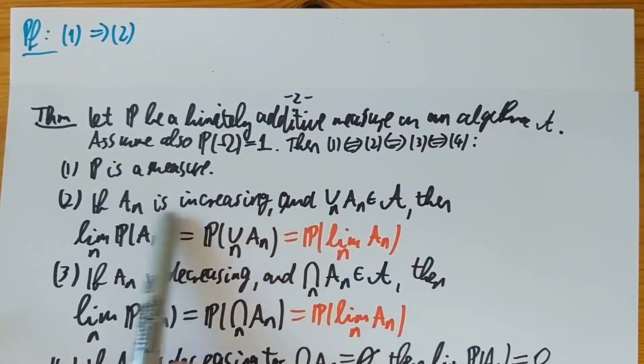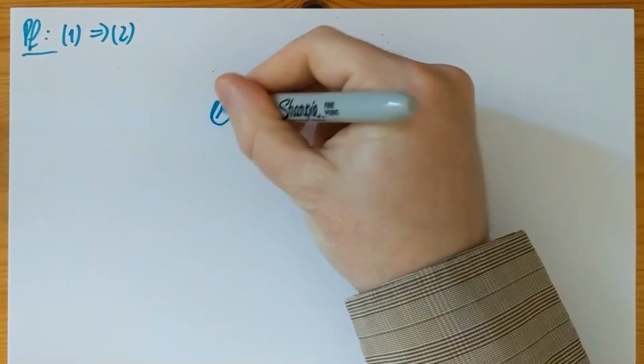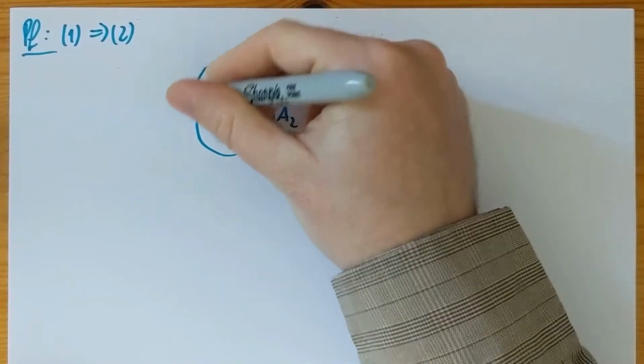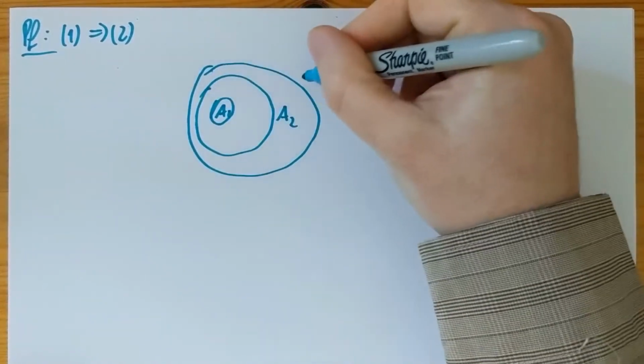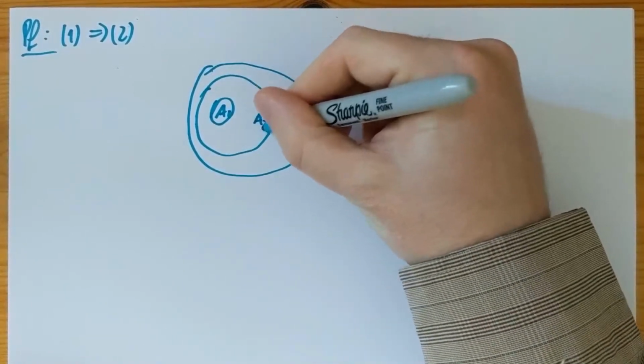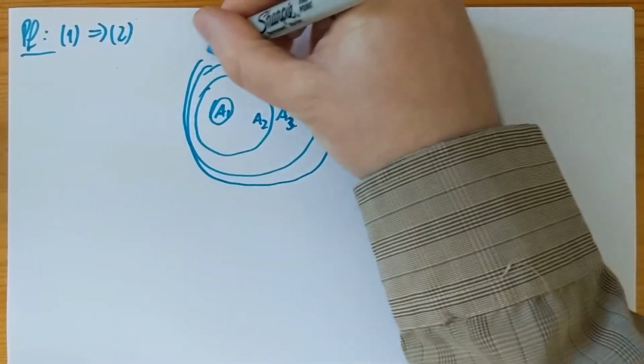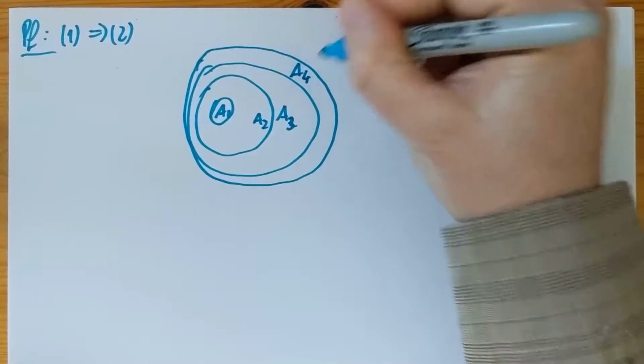So let's assume what we want to talk about is an increasing system of events. Okay, so take some increasing events here. So A1, A2, A3, and then and so on and so on. So we have larger and larger sets.